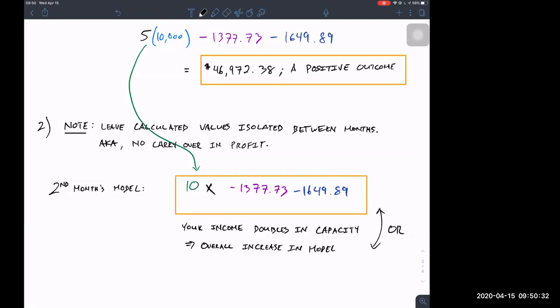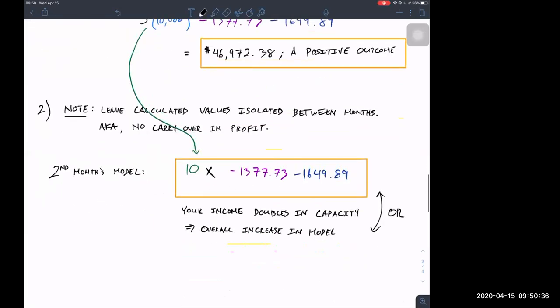Okay. So this would be considered what I would call not a calculating, but a manipulating question. So manipulating, because you're manipulating the base model to get whatever your next models are.